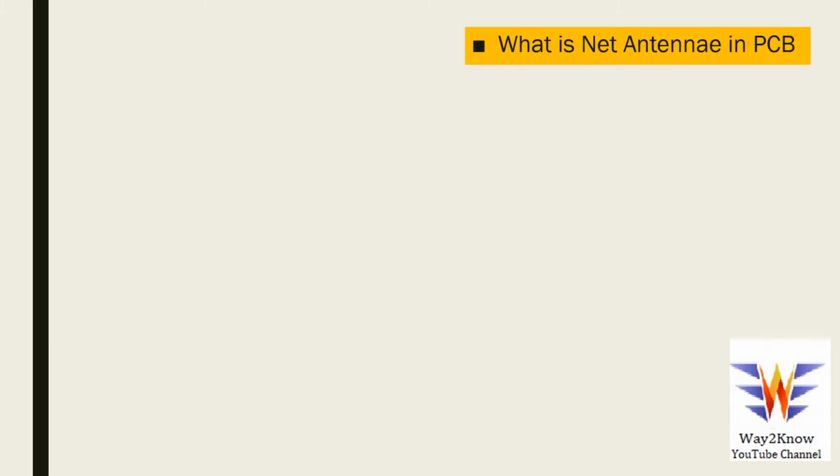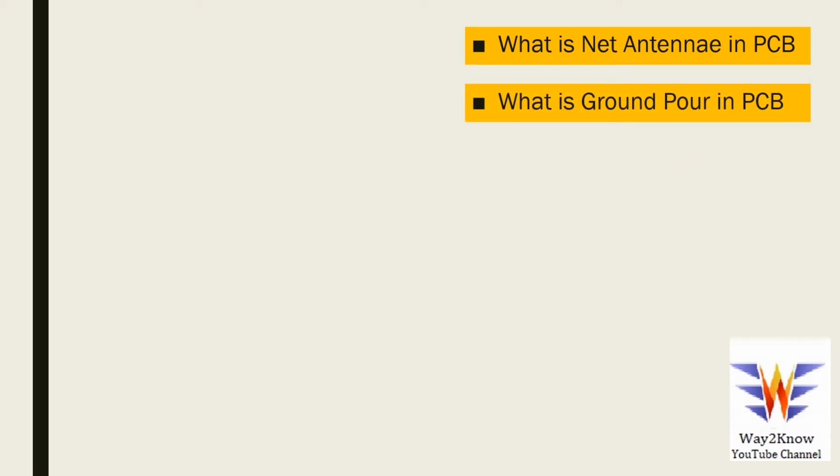All, let us discuss two points in this video. One is what is net antenna in PCB, and second one, what is ground pour in PCB. So starting with the net antenna, let us assume a scenario where we have a small component on PCB.